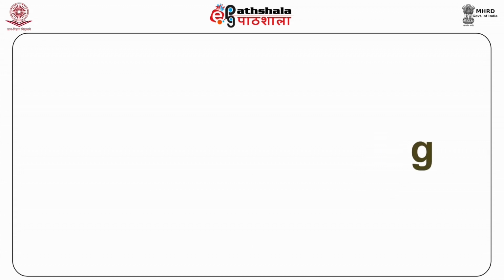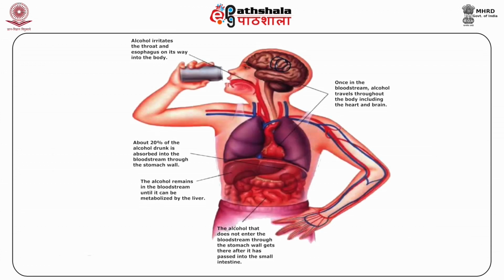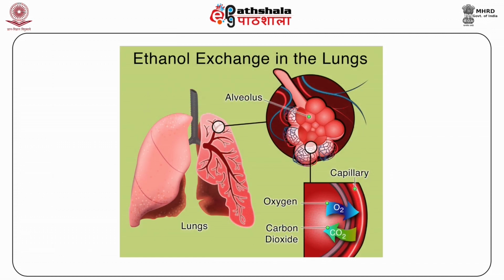Principle of testing: alcohol is absorbed from the mouth, stomach, and intestines and finally goes into the bloodstream. As soon as the blood reaches the lungs, a part of the alcohol moves to the alveoli of the lungs because alcohol is volatile. BAC is in proportion to the alcohol concentration in the alveolar air, and the breath alcohol testing devices measure this alcohol in the alveolar air when exhaled.